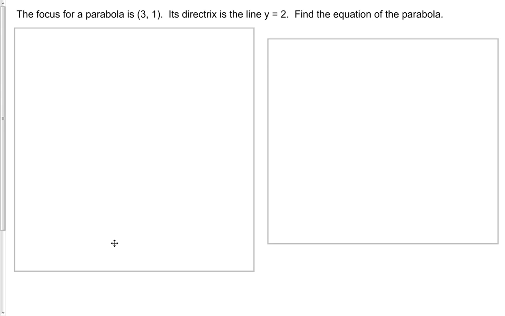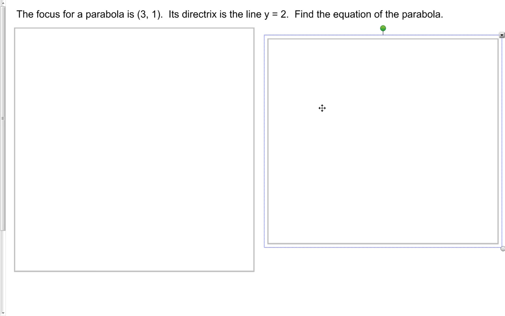In some problems, we're going to be given the focus and the directrix, the vertex and the directrix, or the vertex and the focus, and need to figure out the equation of the entire parabola just from that information. So we're going to practice that here. In this case, we're given the focus, which is (3, 1), and the directrix, which is the line y equals 2. So we need to find an equation.